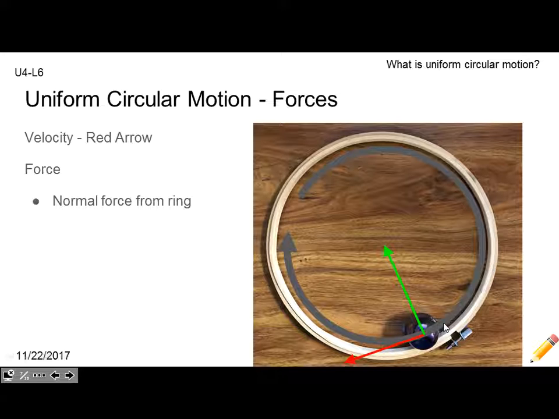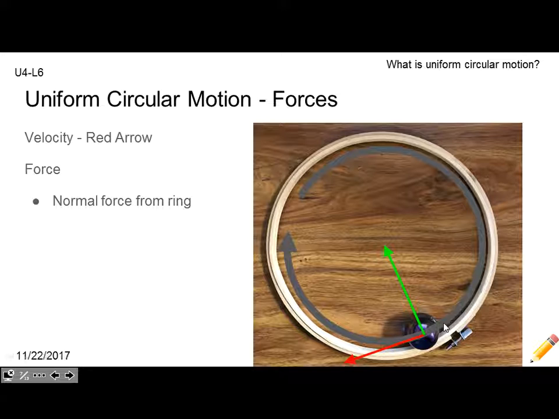So the green arrow here represents the force. It's the normal force from the ring, the outside hoop, that's pushing in on the marble. If I don't have the hoop here and I try to make the marble go in a circle, I can't do it. If I don't have the hoop pushing in on the marble, it will not travel in a circle. And if I put the marble on the outside of the hoop and try to make it travel in a circle, well, I can't get it to do it either. If I don't have a force pushing in, it won't travel in the circle.